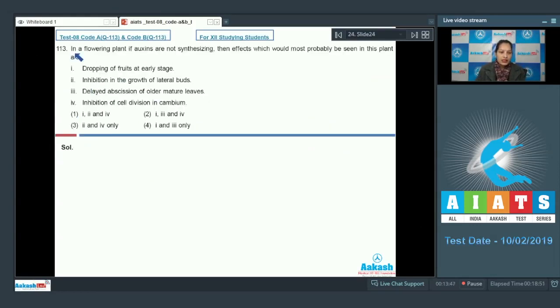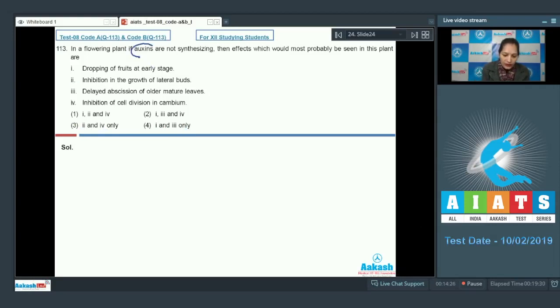Question number 113. In a flowering plant, if auxins are not synthesizing, then effects which would most probably be seen in this plant are: first, dropping of fruits at early stage. Second, inhibition in the growth of lateral buds. Third, delayed abscission of older mature leaves. Fourth, inhibition of cell division in cambium. First option, first, second and fourth. Second, first, third and fourth. Third, second and fourth only. Fourth, first and third only.